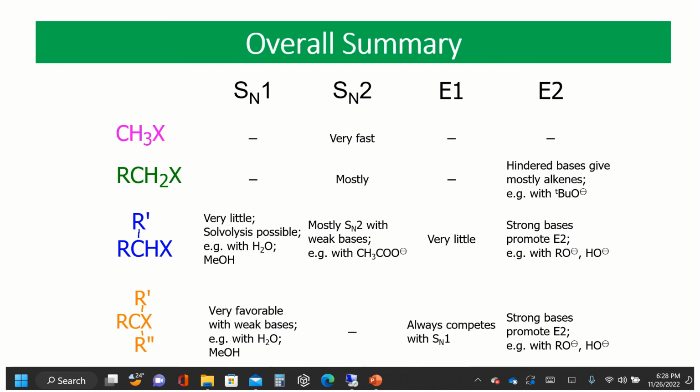Both the elimination reactions will prefer to have strong bases, but in the bimolecular event, we prefer to have aprotic systems, and in the case of the unimolecular event, we favor protic solvents and stronger bases in elimination, weaker bases in substitution.